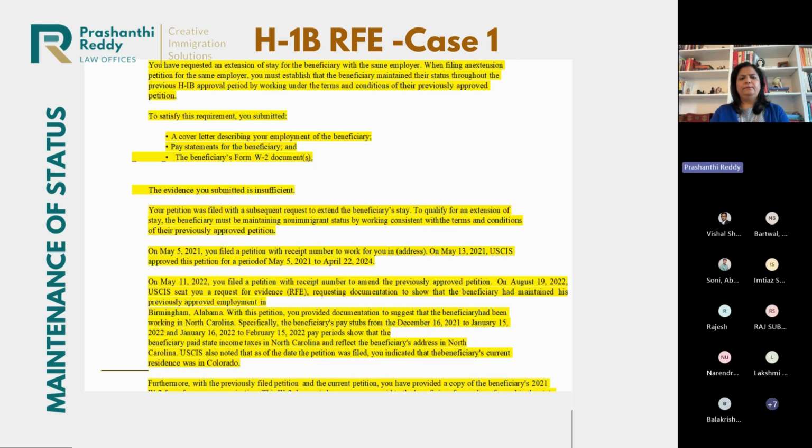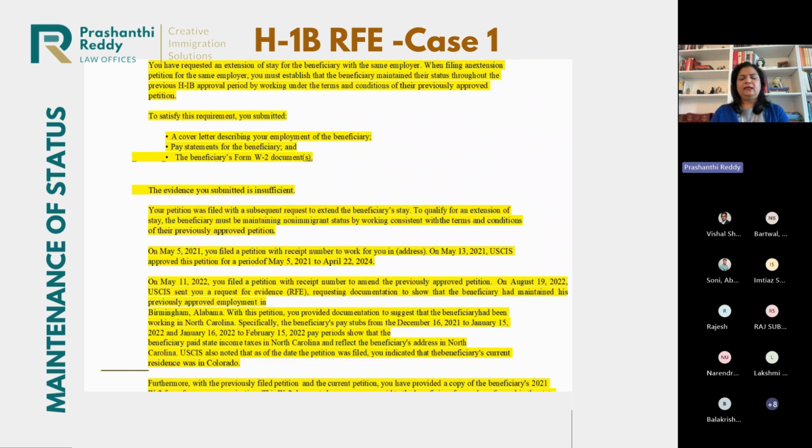So they immediately sent an RFE in 2021, stating that it seems like you are not working at the location that you're supposed to be working at. I guess in 2021 an extension or an amendment was filed at that time. They said that previously you didn't seem like you were working where you're supposed to be working. So they sent a big RFE asking for W-2s, etc.